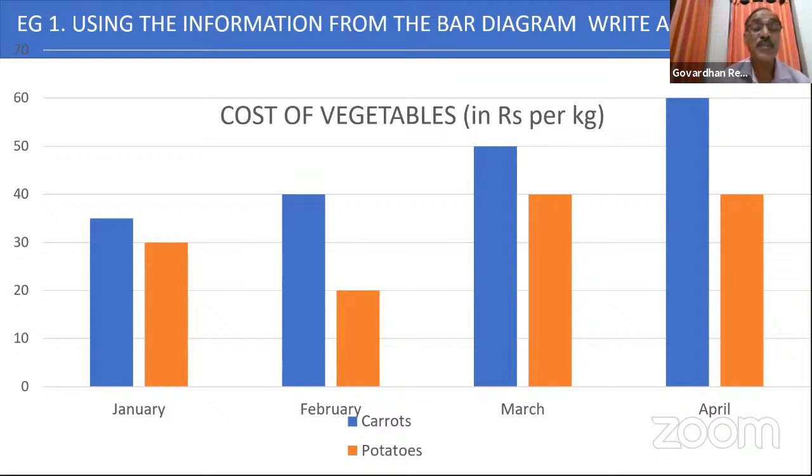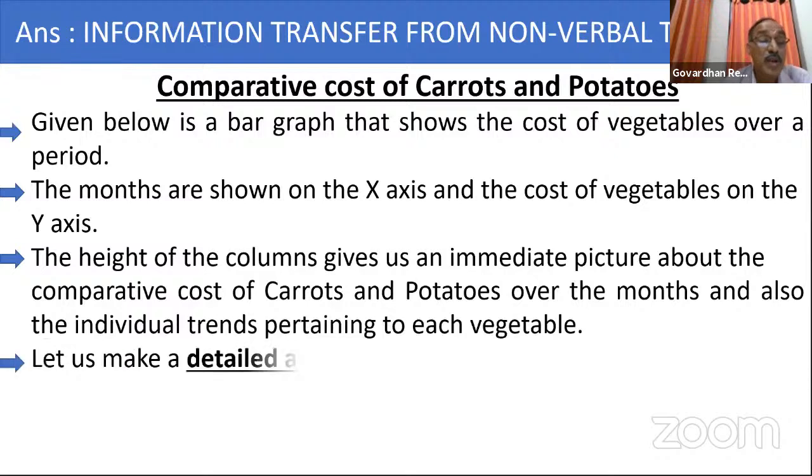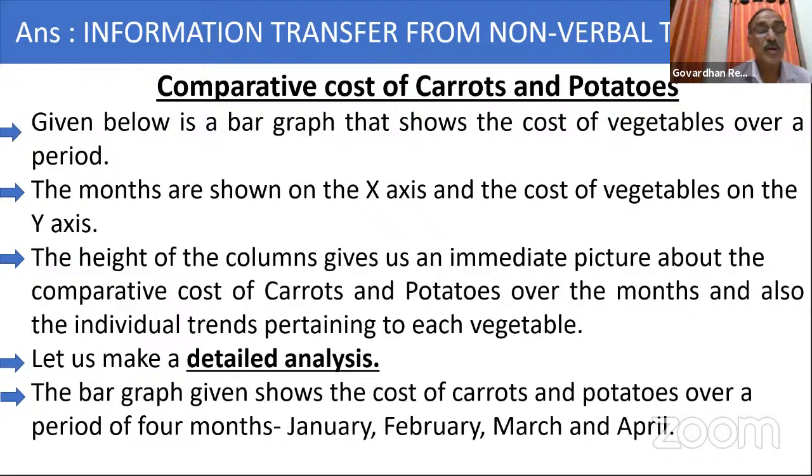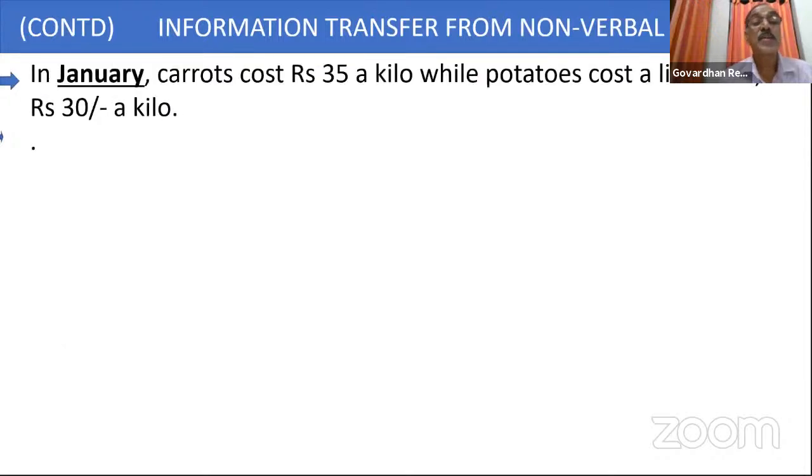Now, again referring to the bar diagram, in January we find that the cost of carrots is 35 rupees per kg, whereas the cost of potatoes is 30 rupees per kg. On that you can write one line. So let us make a detailed analysis first. The bar graph shows the cost of carrots and potatoes over a period of 4 months, January, February, March, and April, as I've already said. In January, carrots cost 35 a kilo, while potatoes cost a little less, 30 rupees a kilo.